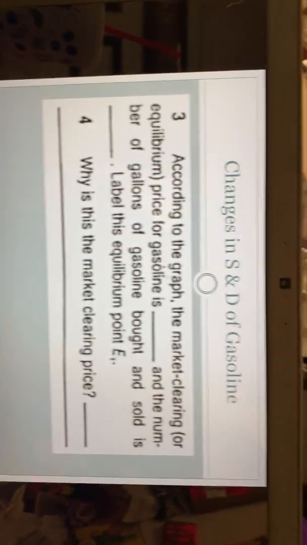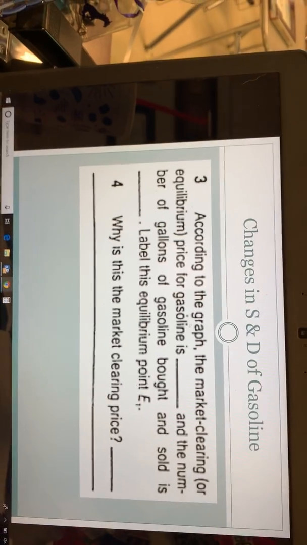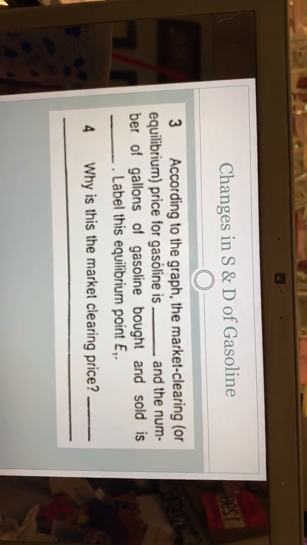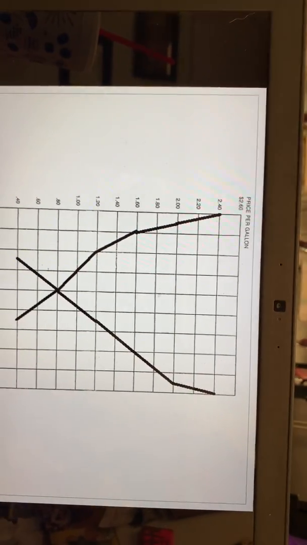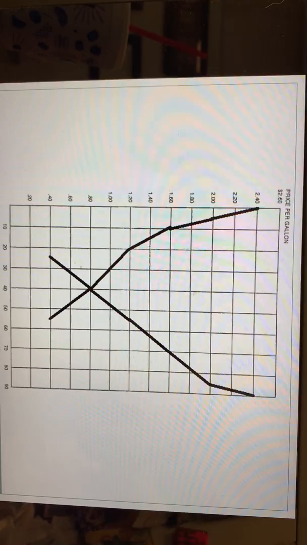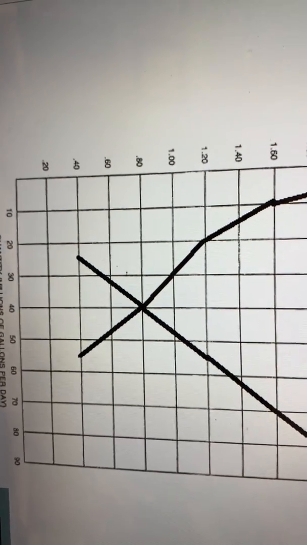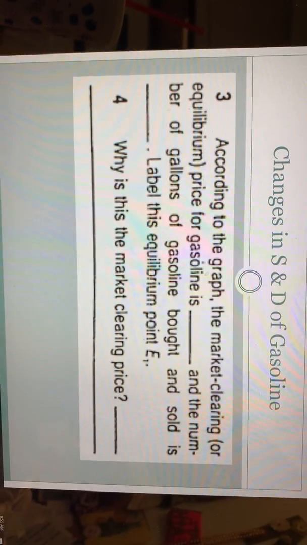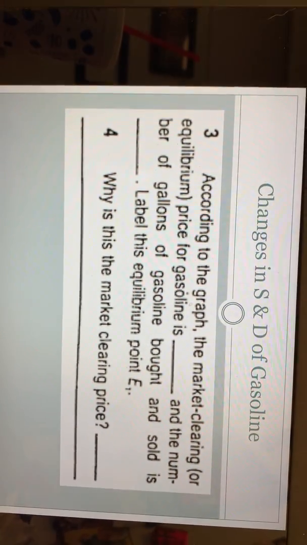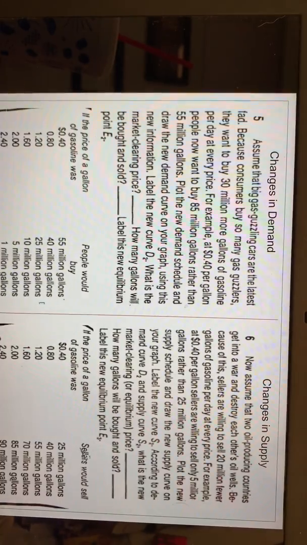And then following along on your worksheet, number 3 says, according to the graph, the market clearing price for gasoline is, whoa, my fingers got in the way. I think that's at 80 cents, right? And then the number of gallons of gasoline bought and sold at that price is 40 million. So you're going to write that in here. So 80 cents at 40 million gallons. And you can disregard number 4 because we're not going to go into that much detail.